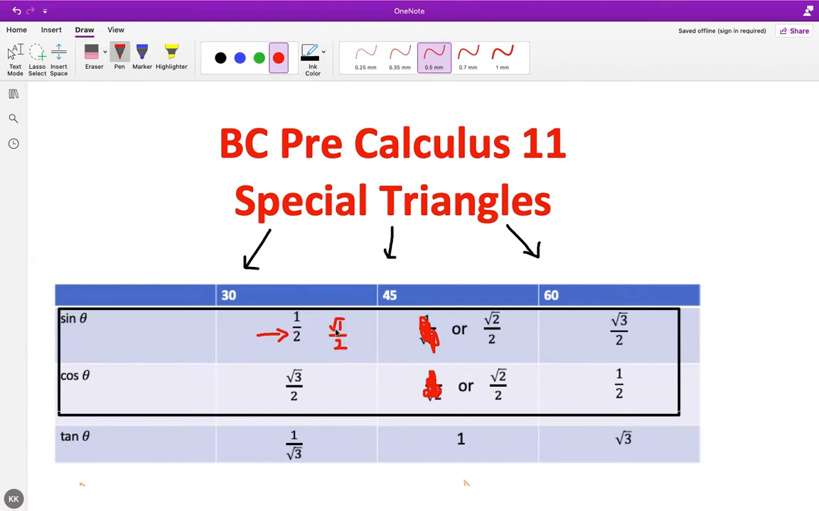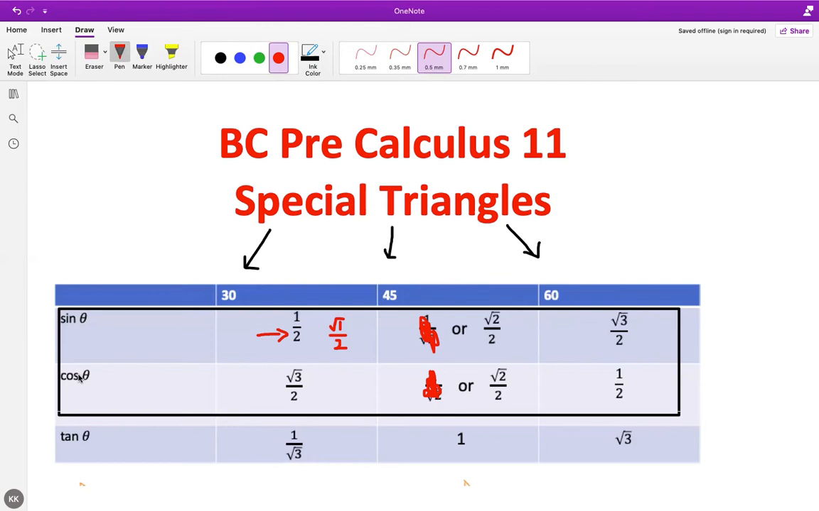Right. So the numerator actually increases from 30 degrees to 60 degrees. So sine 30 degrees, we have root 1 over 2. Sine 45 degrees, we have root 2 over 2. Sine 60 degrees, we have root 3 over 2. So this is a pattern you could observe here.